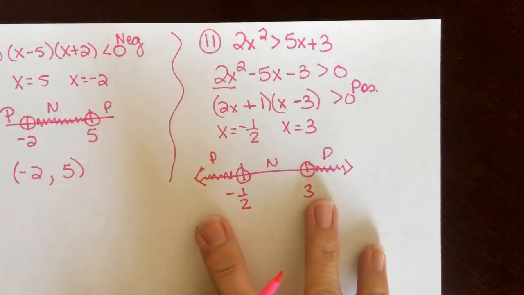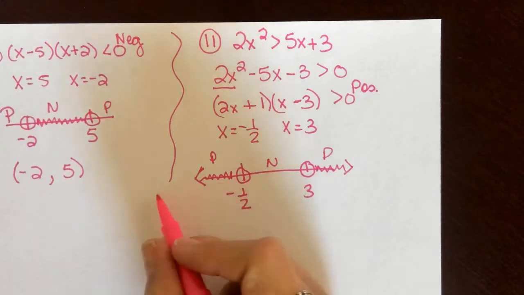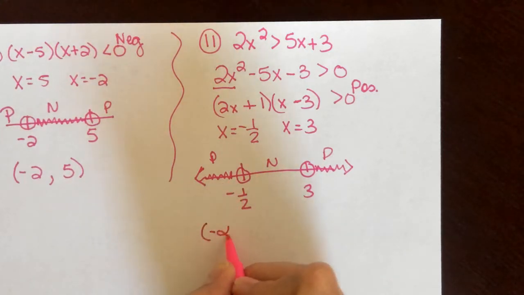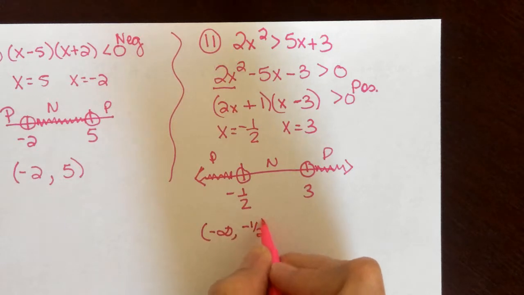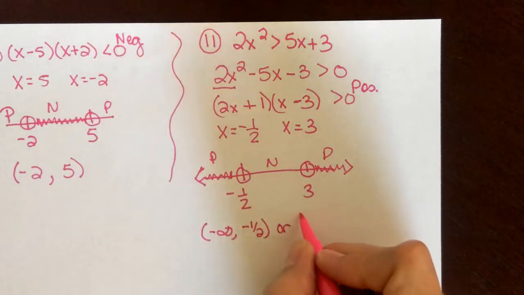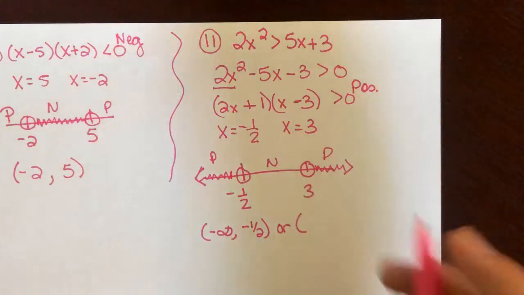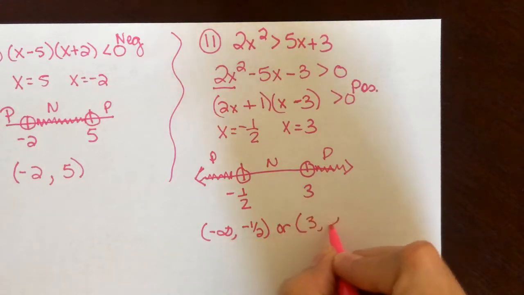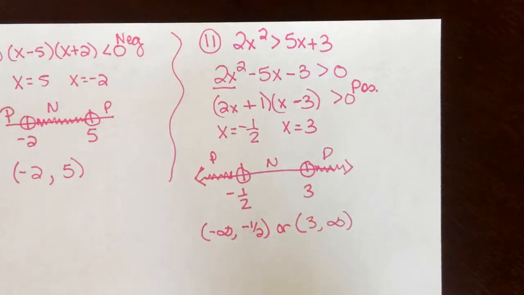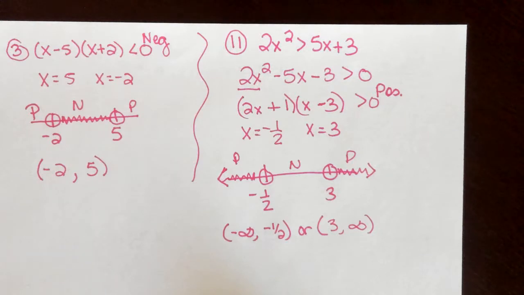this time I'm going to have two answers. I'm going to have everything to the left of negative 1/2, so negative infinity to negative 1/2. And then I'm going to use the word or. I also could have anything to the right of 3, so 3 to positive infinity. So that's how the front of the worksheet works.